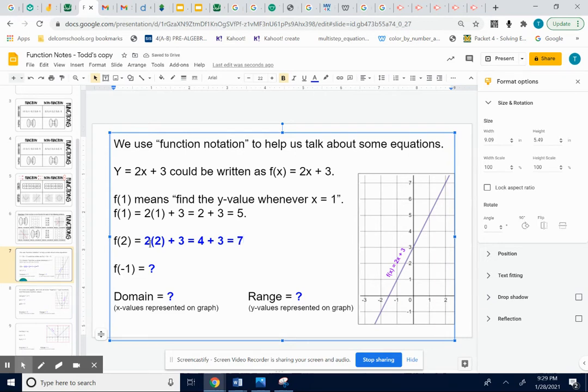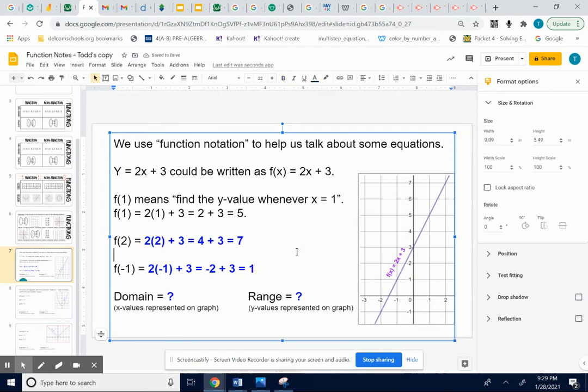Okay, go ahead and find f of negative 1. If f of x is equal to 2x plus 3, go ahead and find f of negative 1. That's just putting negative 1 in for x. So 2 times negative 1 plus 3. 2 times negative 1 is negative 2. You add 3 to that, you get 1.